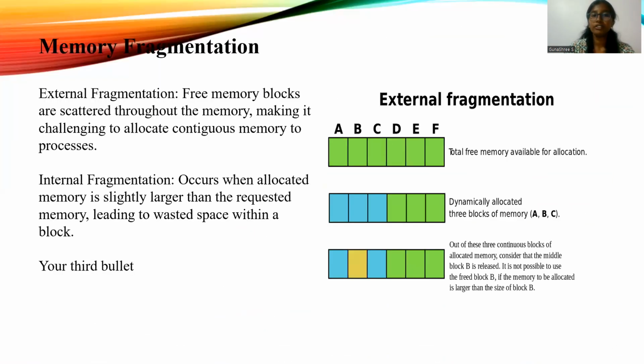Moving on to memory fragmentation, there is external fragmentation and internal fragmentation. External fragmentation occurs when free memory blocks are scattered throughout the memory, making it challenging to allocate contiguous memory to a process. Internal fragmentation occurs when allocated memory is slightly larger than the requested memory, leading to wasted space within a block.